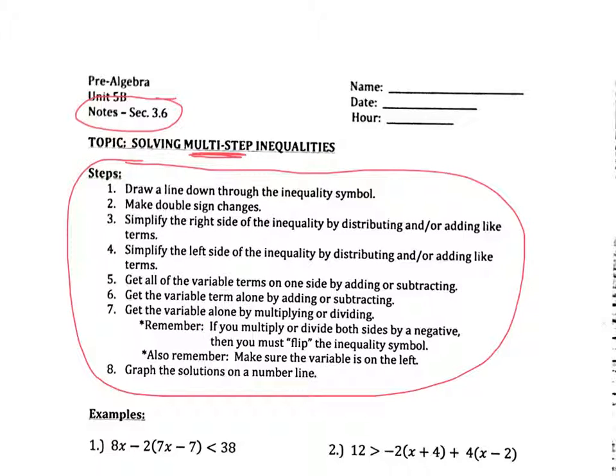And don't forget what you learned just yesterday. If you multiply or divide both sides by a negative, you must flip the inequality and make sure your variable's on the left. And finally, graph. Okay, I just read through them very quickly, but they're there for you to refer back to. Alright, let's try maybe a couple examples.